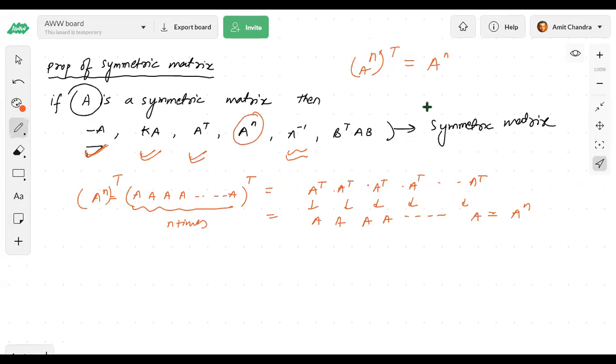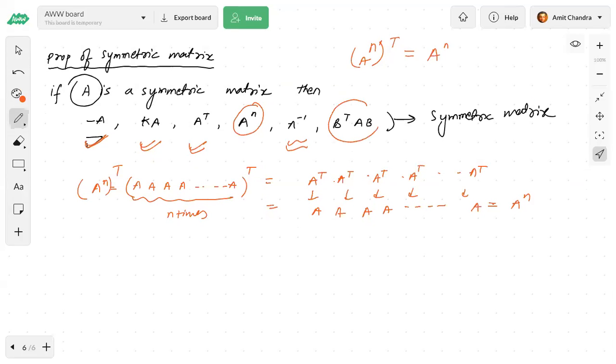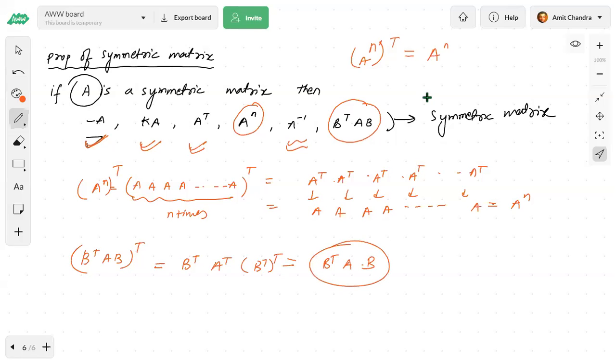Okay, understood? Similarly, for B transpose A B, how is this a symmetric matrix? If I take the transpose of this, it becomes B transpose A transpose into B transpose whole transpose. So this simply becomes B transpose, A transpose is nothing but A, and this becomes B. So this is again the same, which means this is also a symmetric matrix.